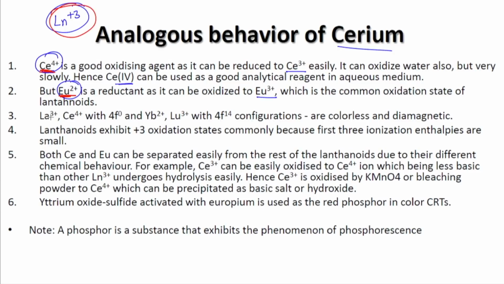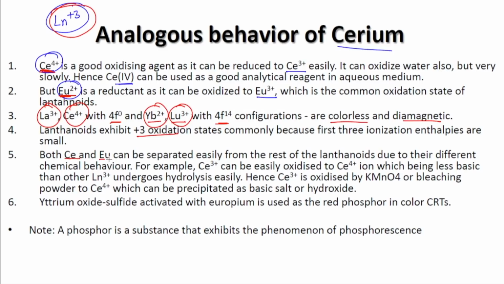So lanthanum +3, cerium +4 with 4f0, and ytterbium +2, lutetium +3 with 4f14 configuration. They are colorless and they are diamagnetic. I told you that most of the lanthanides are paramagnetic except these four. Okay, 1, 2, 3 and 4. These four are diamagnetic and colorless. Lanthanides exhibit +3 oxidation state commonly because first three ionization enthalpies are very small.